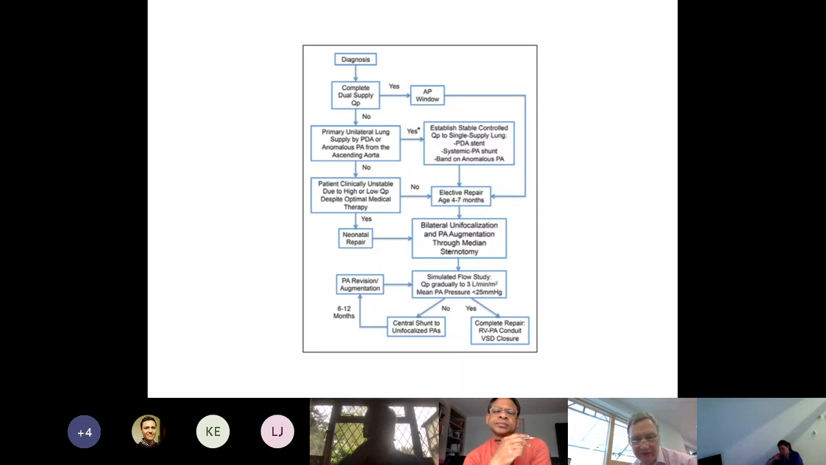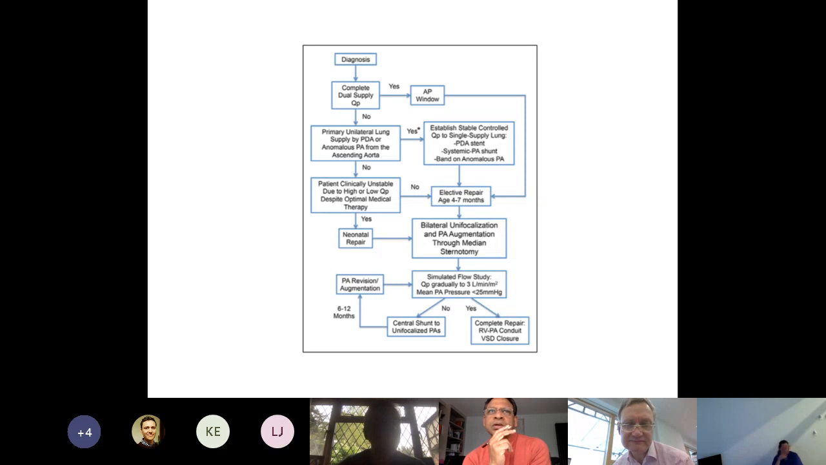The simulated flow study. Now, everything I've ever known about catheters and pressures and whatever suggests you disrupt any useful pressure measurement as soon as you start doing anything. Can you really do a flow study on bypass?